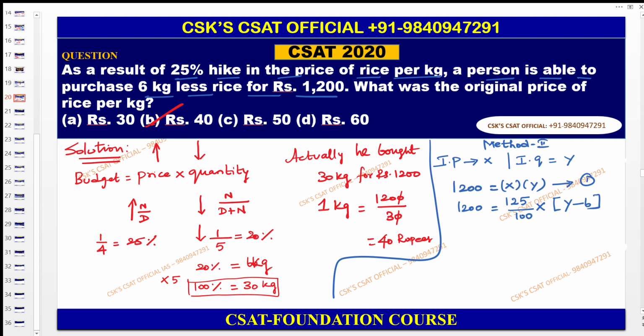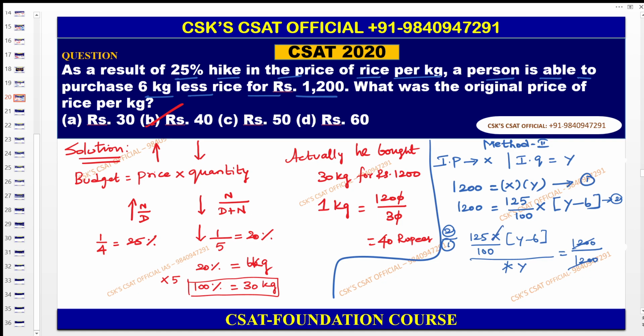Right. So after this, you can simplify. Or else how can we simplify? Take this as equation number 2. Now do 2 by 1. So 125x by 100 into (y minus 6) divided by x into y. Both the sides, the budget is same here. Cancel the budget here. Then cancel the variable x here.